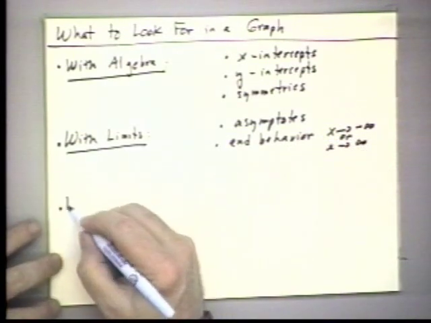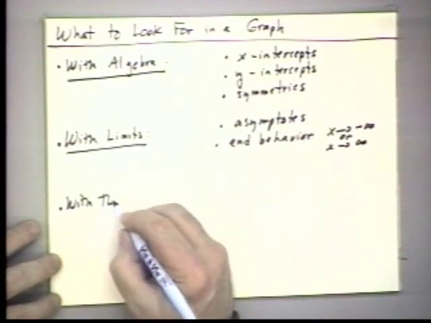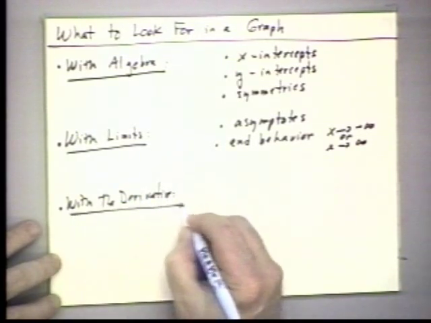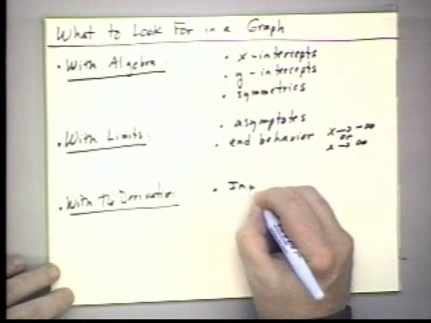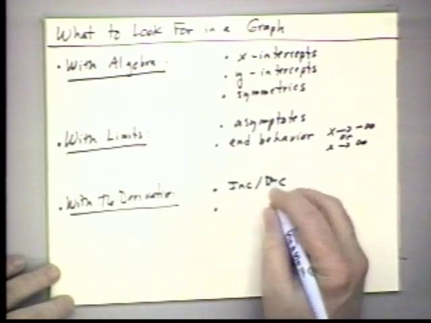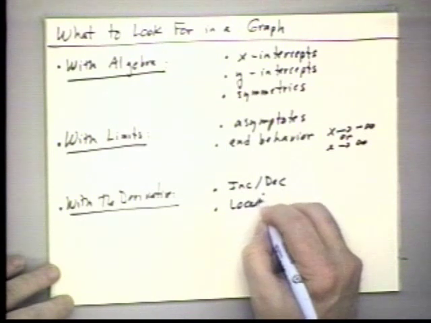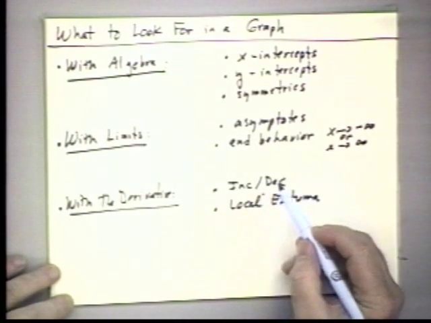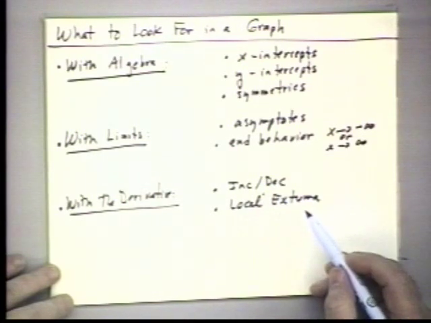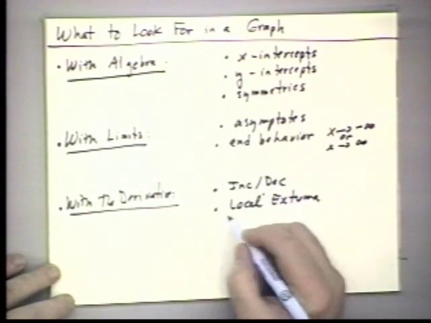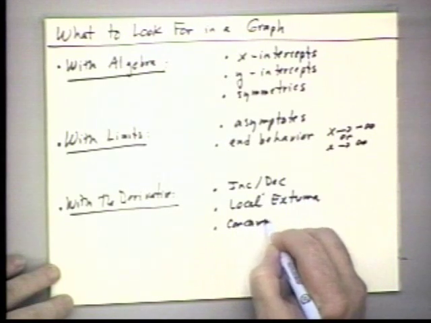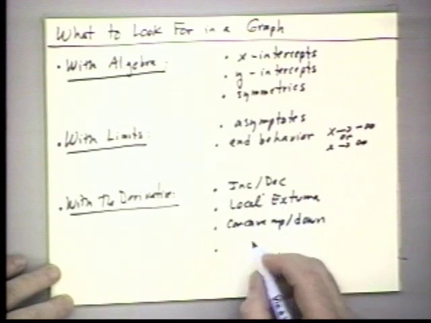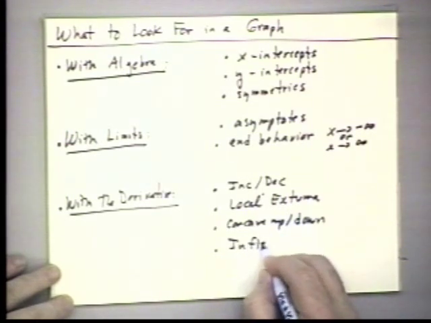And finally, with our latest set of tools, the derivative, both the first and the second derivative, what can we find? Well, we can find out where the function is increasing or decreasing. We can find out where there are local extrema, and I'm putting it in this order because where it changes from increasing to decreasing is often where you have a local extrema or extremum. You can check where you have concave up or down, and then where the concavity changes, we have what we call inflection points.